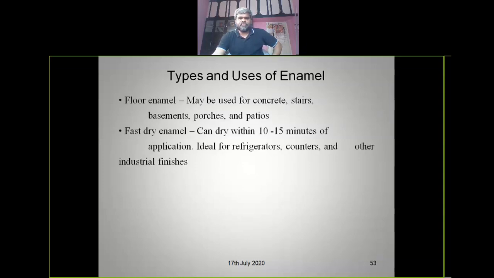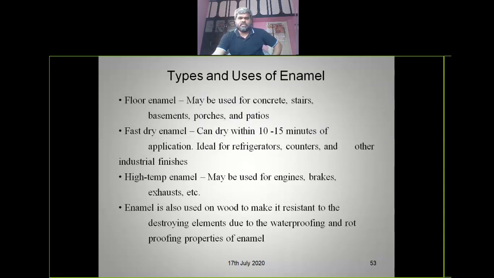Right, types of enamels: floor enamels, fast dry enamels, and high temperature enamels. Floor enamels can be used for floors and staircases. Fast dry enamels can dry within 10 to 15 minutes of application, so they are ideal for refrigerators, counters, etc. High temperature enamels can be used on engines and brakes. Enamel is also used on wood to make it resistant to destroying elements, due to the waterproofing and rot proofing properties of enamel.